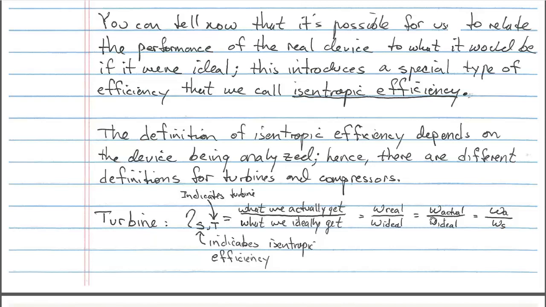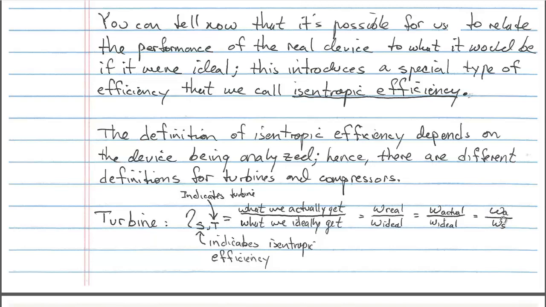So I'll also say that this real work is often called the actual work. And so the isentropic efficiency definition for a turbine is actual work divided by ideal work. When we do real rigorous isentropic efficiency analysis, we'll drop this whole actual work definition and just call this W sub A. So this W sub A is the actual work.